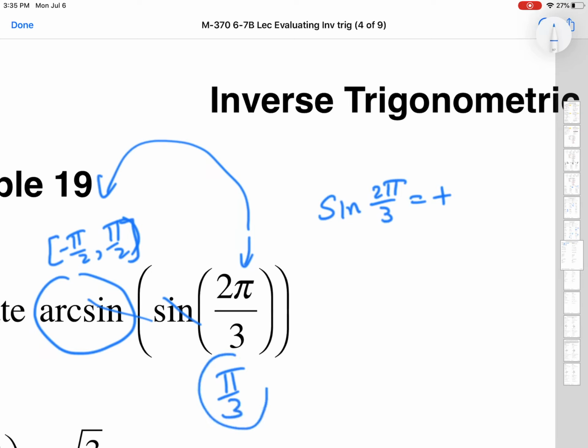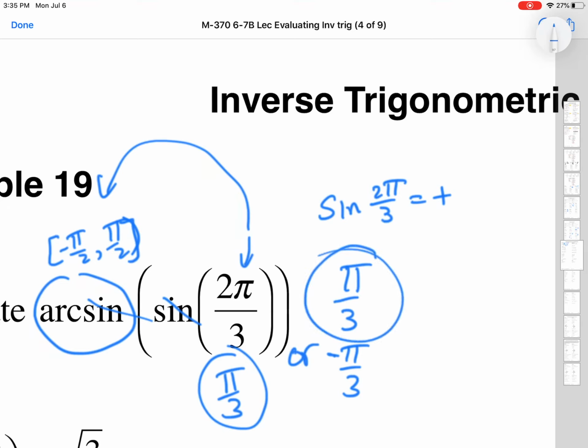So, what you know, and maybe I should take a step back, you know it cannot be 2 pi over 3. It is either pi over 3 or negative pi over 3. It's one or the other. The reason why we're choosing this one is because 2 pi over 3 is a second quadrant angle. And if it's in the second quadrant, sine's positive. Sine's positive here and negative here. So the arcsine is going to take that positive number and it's going to sine it back to the pi over 3.